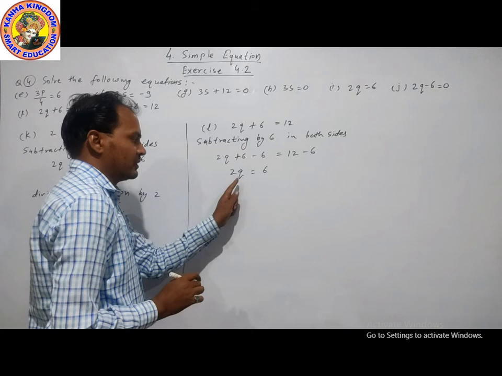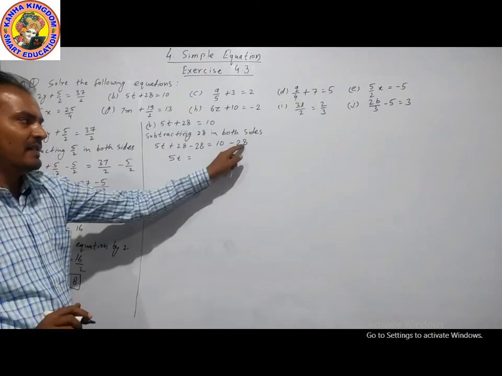5t. Now here 10 minus 28, the operation is subtraction, so we will do 28 minus 10, answer is 18. The larger number is negative, so the answer is minus 18. 28 minus 10, answer is 18. The larger number has the minus sign, so the answer is minus 18.